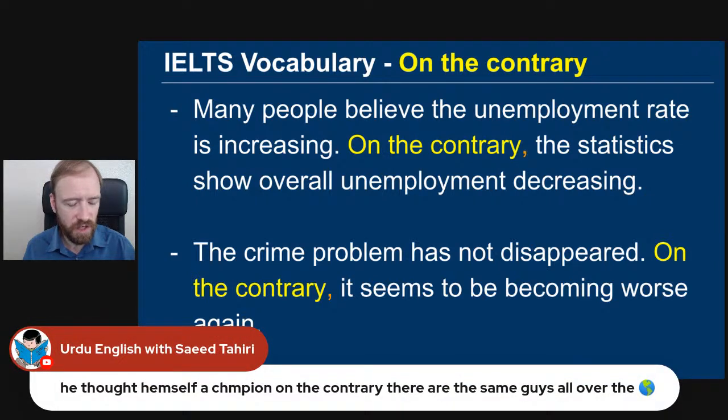He thought himself a champion. On the contrary, there are the same guys all over the world. Okay. Yeah, that could work. He thought he was a champion. On the contrary, he's not a champion.